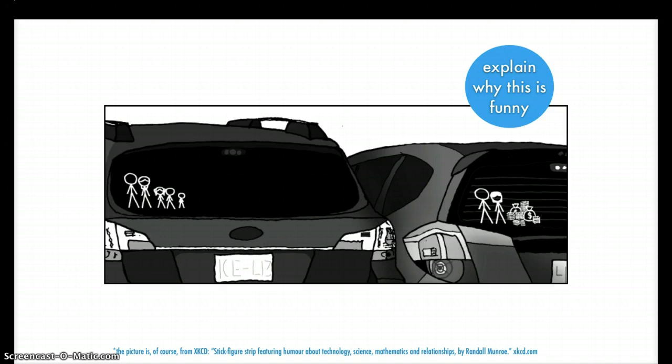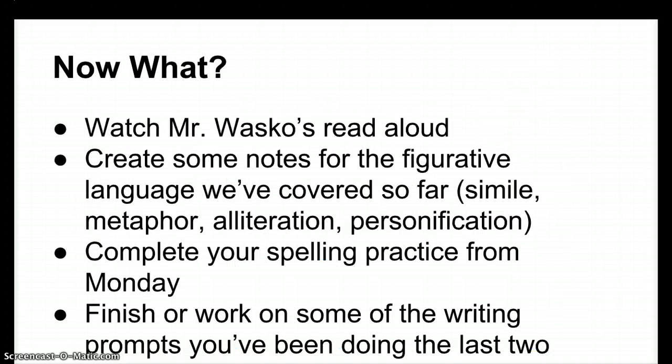So on the left, you see a little family of stick figures, and on the right, you see 2 people and then a pile of money. And your job today is to explain why that's funny. Okay, I have exactly 34 seconds to deliver the rest of the instructions. Now what? You're done. There's still time left in class.